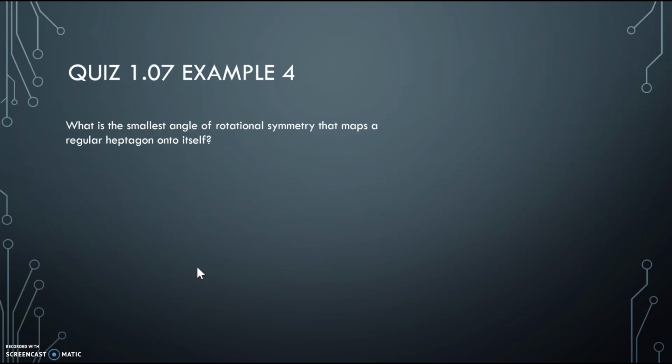So to find the smallest angle of rotational symmetry, we take the total number of degrees in a circle, which is 360 degrees, and we divide by the number of sides, which is 7, and that gives us approximately, and we'll round to the nearest tenth, 51.43 degrees, approximately. And that's example 4.